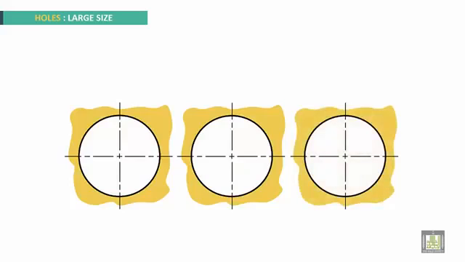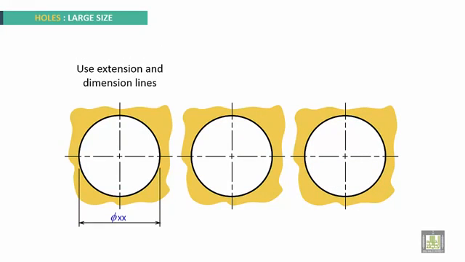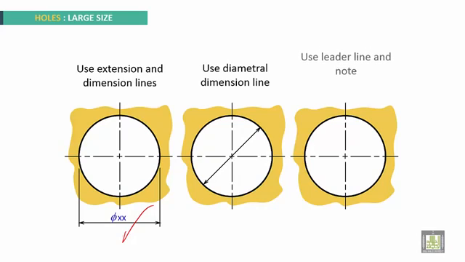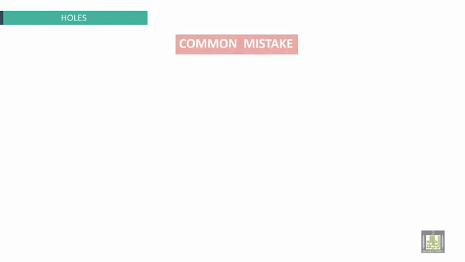Holes with large size. Use extension and dimension line. This is to put the diameter, phi xx. Use diametral line for dimension. This is also okay. Use leader line and note outside the hole.